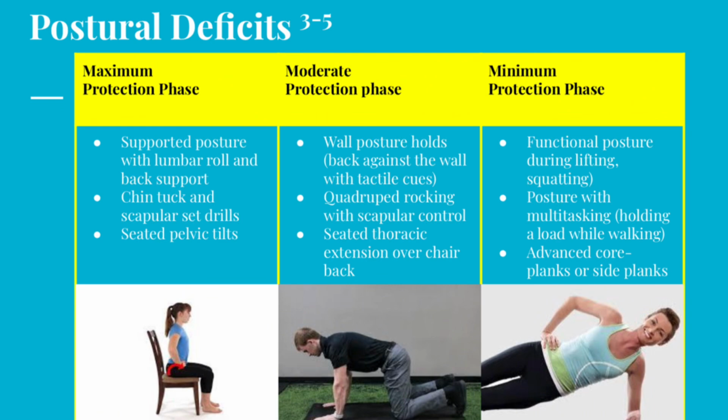And then for the minimum protection phase, we have functional posture during lifting or squatting, and posture with multitasking, like holding a load like a laundry basket, or even your child if you have children. And then advanced core would be planks or side planks. So for the maximum protection phase, I will start with having my patient do some seated pelvic tilts.